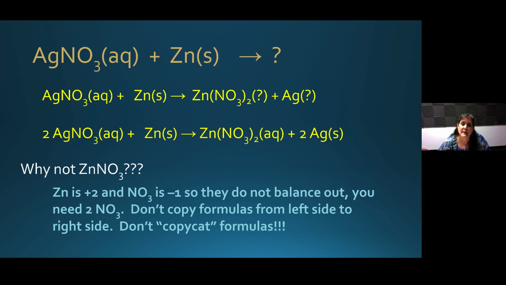Well, we talked about this. Don't copycat. Just because Ag has one NO3 doesn't mean zinc will have one NO3. We have to check the charges. Zinc is a +2, nitrate's a -1. That doesn't balance. We need 2 nitrates to go with the zinc. Don't copycat formulas from the left side to the right side. Zinc's a +2. It needs 2 of them. Don't copycat.